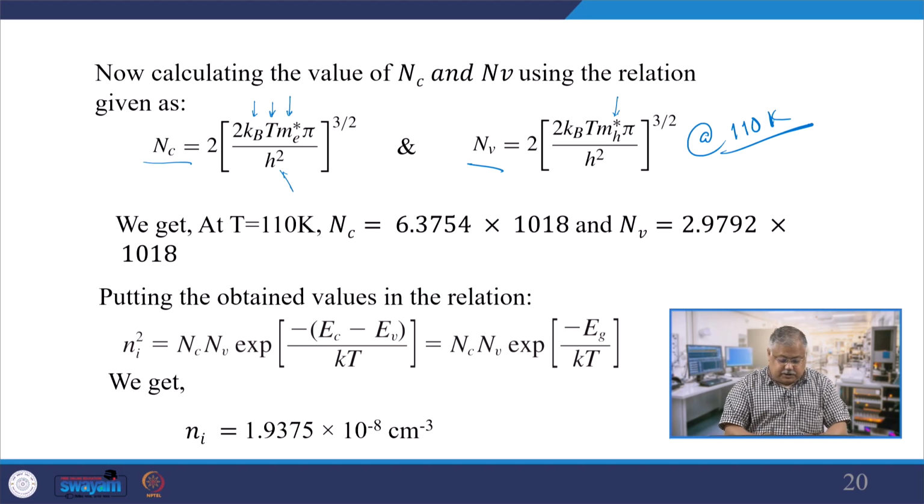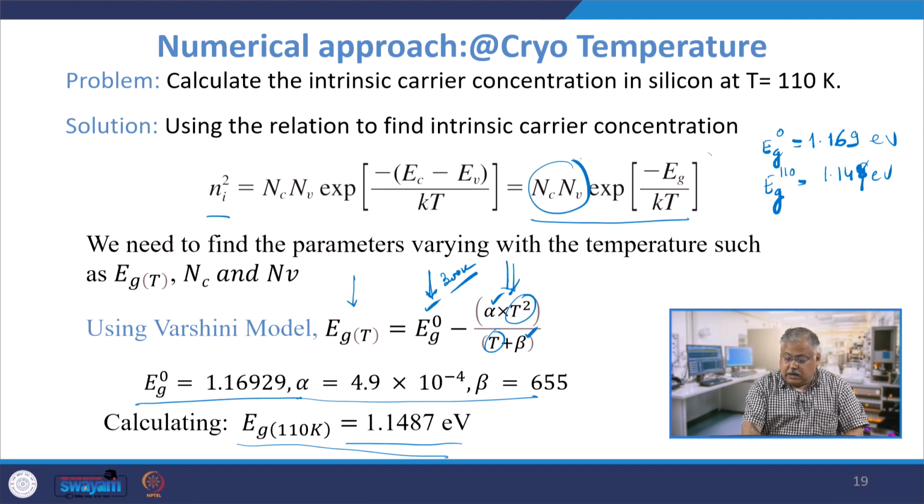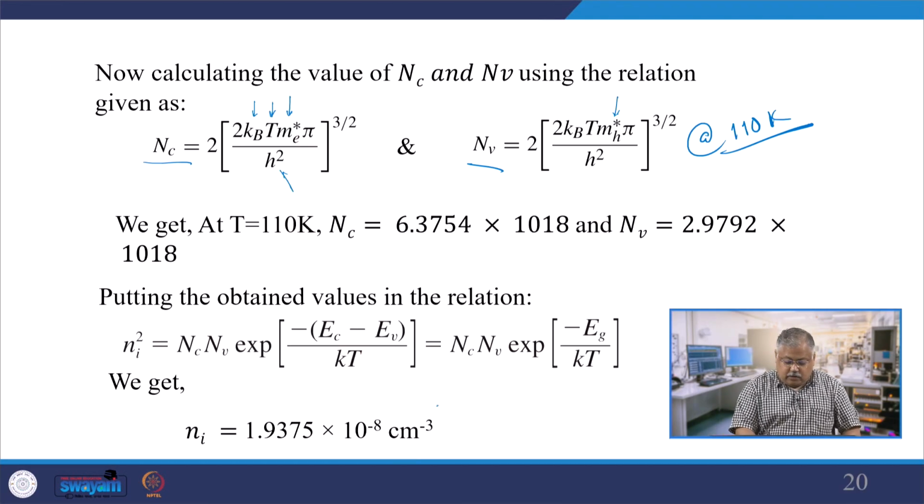If I plug these values of Nc, Nv into the previous expression, and plug the value of Eg in this expression, take T equals 110 Kelvin, the Boltzmann constant is already known to us, I get the value of Ni to be equal to this much. That is what you see.